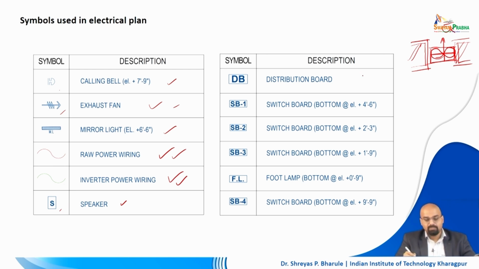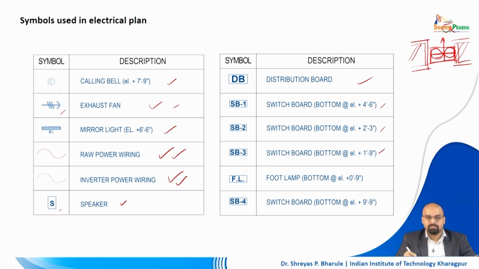Then we come to typical symbols which are followed everywhere. The first and foremost, very important one is the distribution board, from where all these different switchboards are getting connected, right? You will have different types of switchboards, and if you see, the elevation keeps on changing for all three cases.